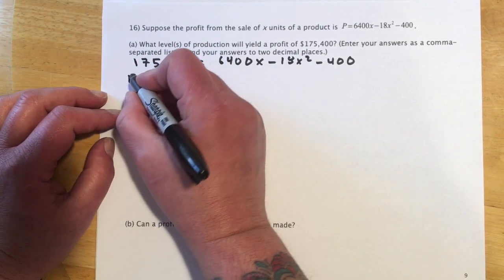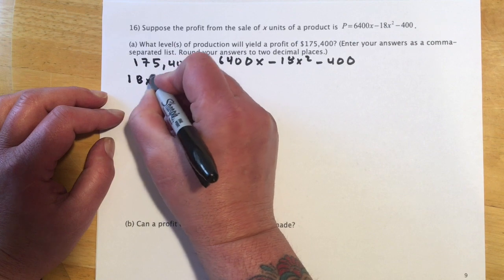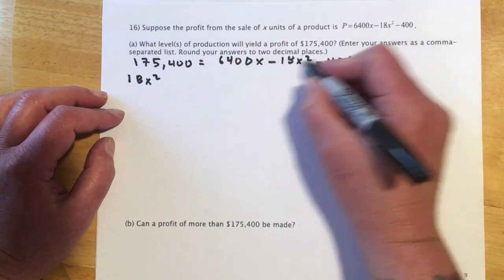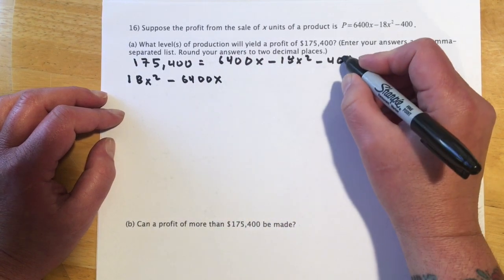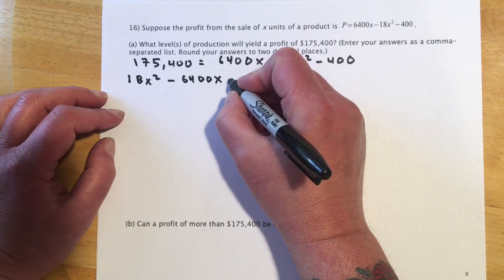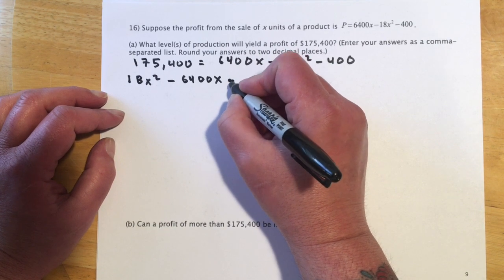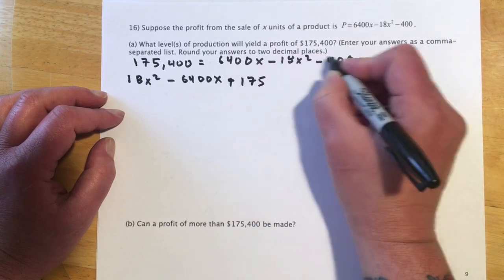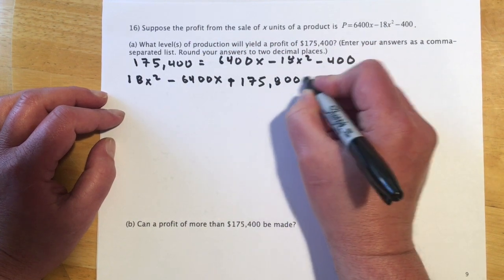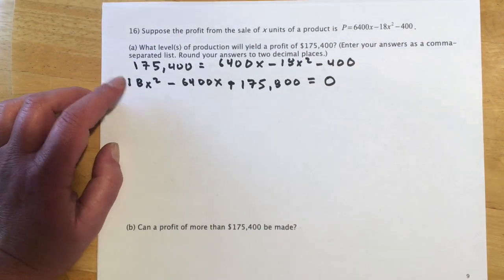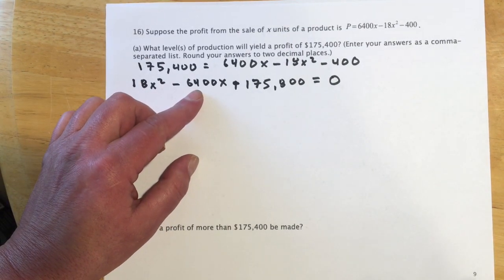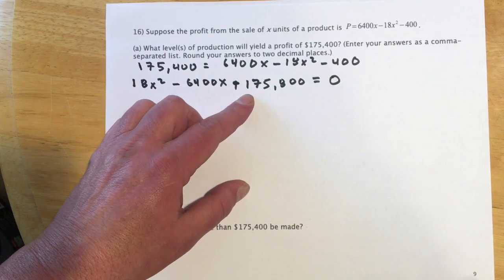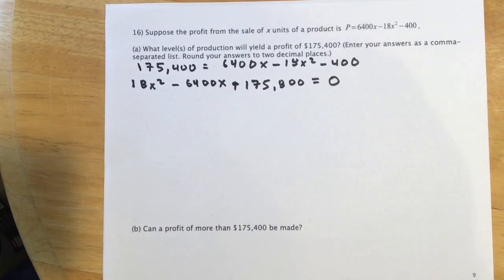So that's going to give me 18x squared. And then bringing that over will be minus 6,400x. And then adding this over will make it plus 175,800 equals 0. So A is going to be 18, B is going to be negative 6,400, and C is going to be this gigantic 175,800. And so it's quadratic, so we can put it in the quadratic formula.